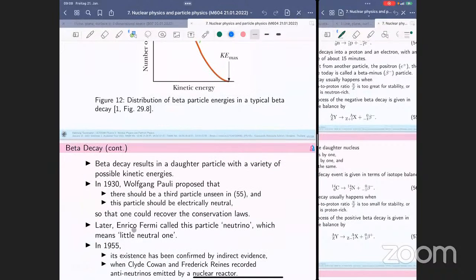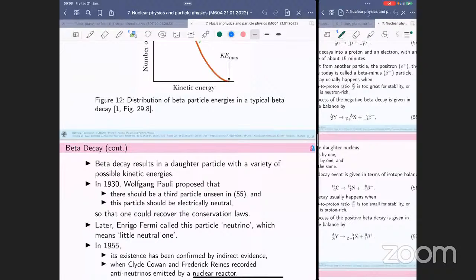Later, Fermi, Fermi is quite well known. So Fermion comes from his surname, right? And he was also the person who built up so many things inside this.